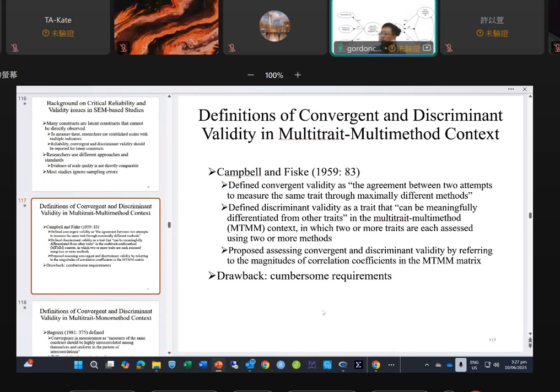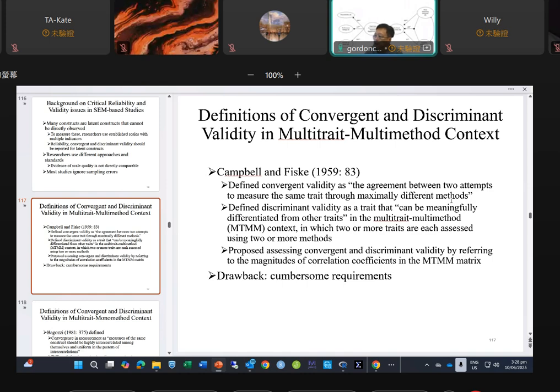So the definitions of convergent and discriminant validity in the multi-trait, multi-method context are more than 60 years old. First, the ones who introduced convergent and discriminant validity were Campbell and Fiske. They define convergent validity as: if you use two very different methods to measure the same construct, then the results should be highly correlated because you are measuring the same construct. That is what they refer to as convergent validity.